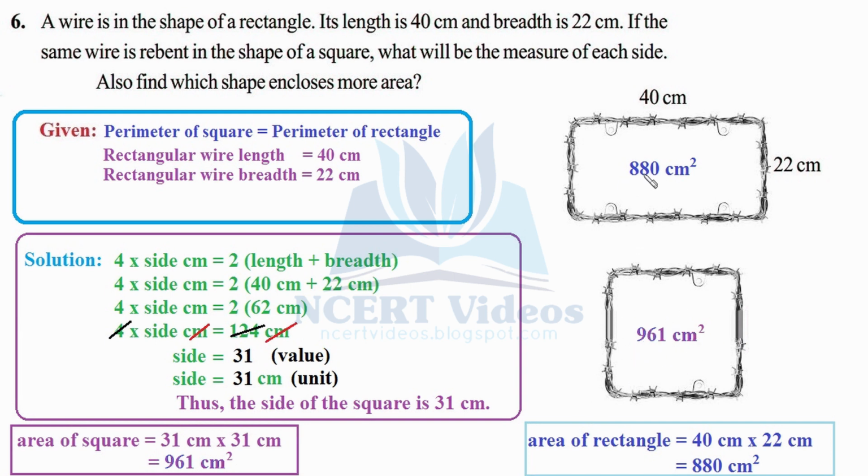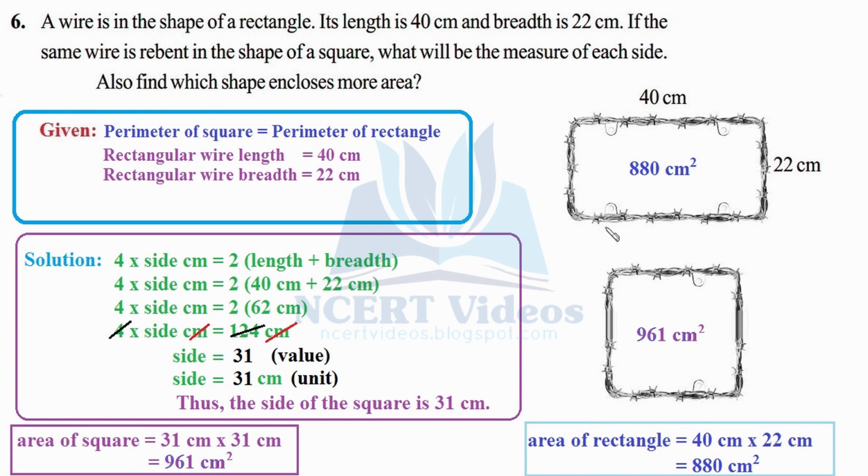Now the area of the rectangle is length into breadth. We have both the sides, both were given to us initially. 40 into 22. So 4 2s are 8, 4 2s are 8, 88, and fix 0 to it. Again, centimeter into centimeter is centimeter square. Clearly, you can observe that the square has the largest area, even though the perimeter is the same.